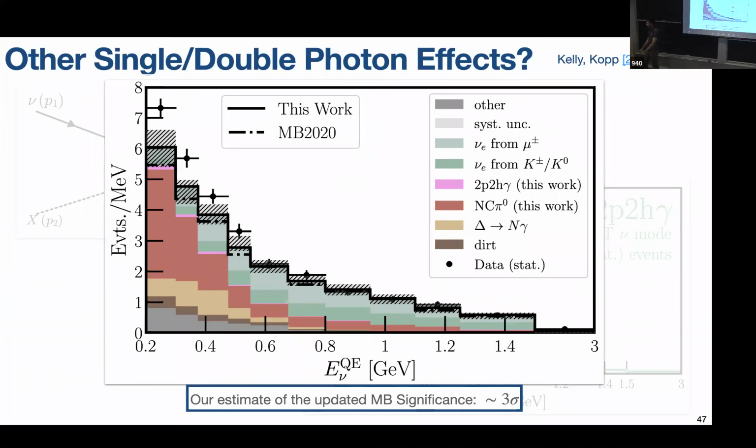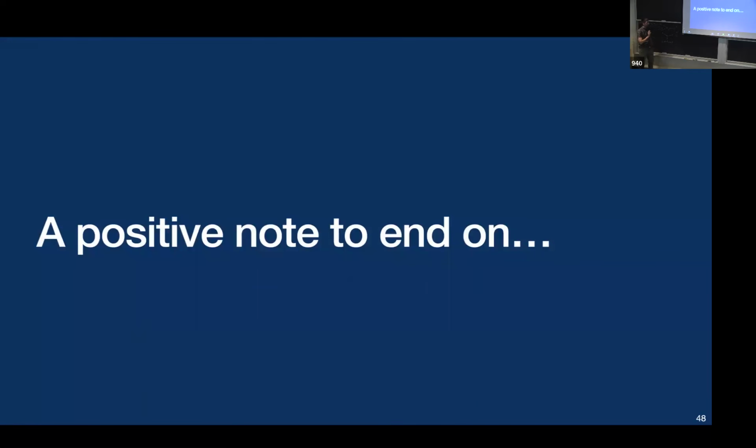So we think the backgrounds should be shifted up significantly that lead to an updated significance on the order of 3 sigma. Definitely not enough to put this to bed, but maybe not enough to be as hyped about the MiniBooNE anomaly as you were an hour ago. I'm sure you all walked in very excited. So let me just end on a positive note.